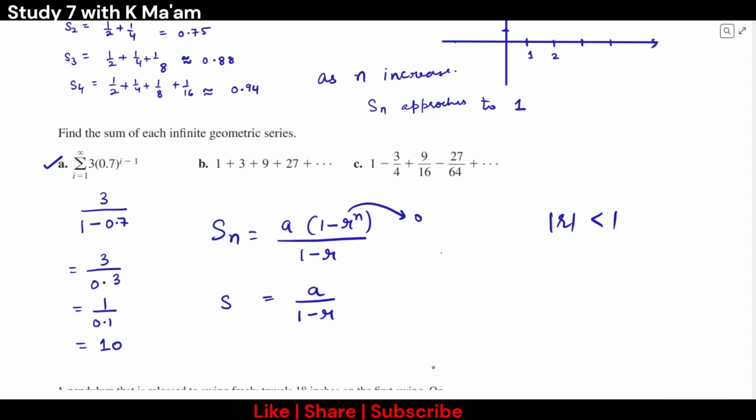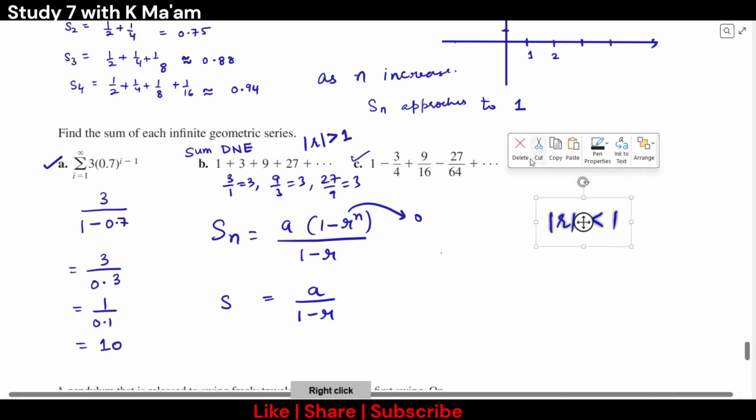Now let's see question B. What is the common ratio? 3 over 1 is 3. 9 over 3 is 3. 27 over 9 is 3. The ratio is 3 and the absolute value of the ratio is greater than 1. So I will say the sum does not exist.